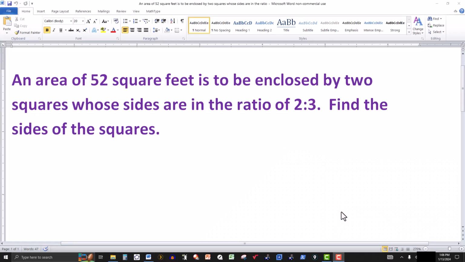In this video we have a word problem involving basic geometry. An area of 52 square feet is to be enclosed by two squares whose sides are in the ratio of 2 to 3. Find the sides of the squares.